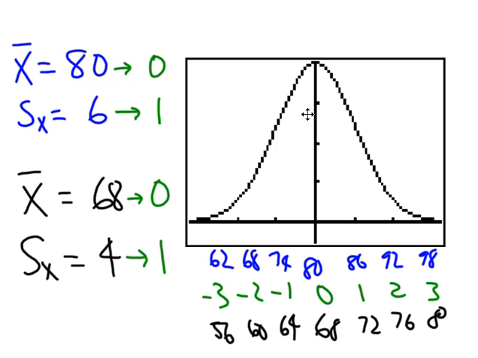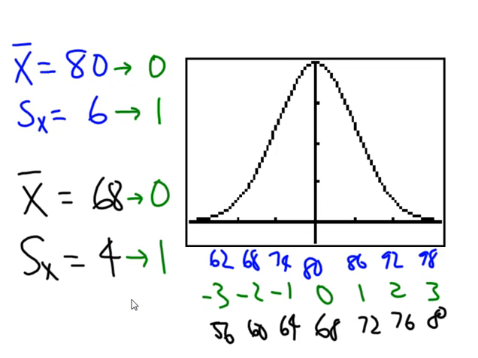Now, this is the example from class. We said we had a set of blue tests with an average score of 80 and a standard deviation of 6. And a set of black tests with a mean of 68 and a standard deviation of 4. When I standardized them, I made this mean equal 0, and I made this mean equal 0, and I made both their standard deviations equal to 1. And so you can see how they lay out right here.